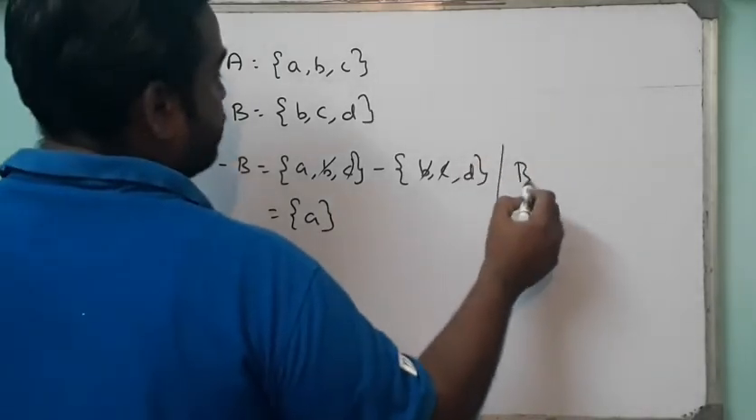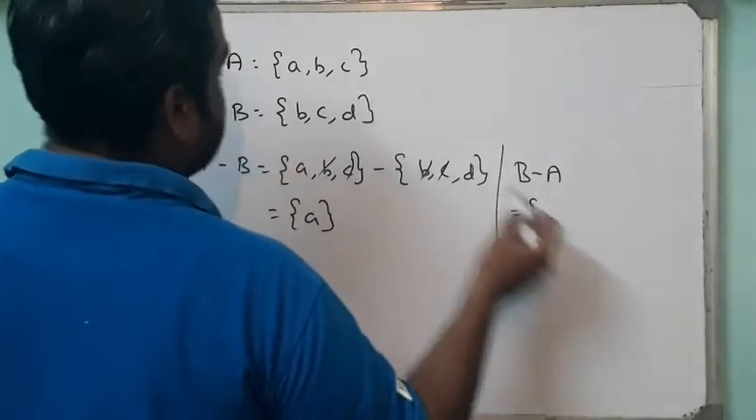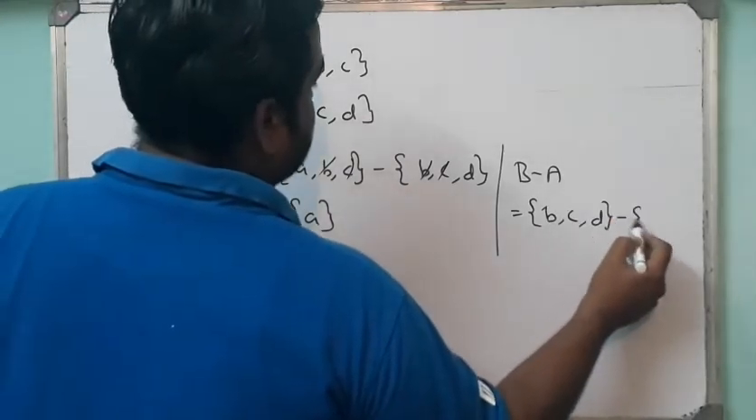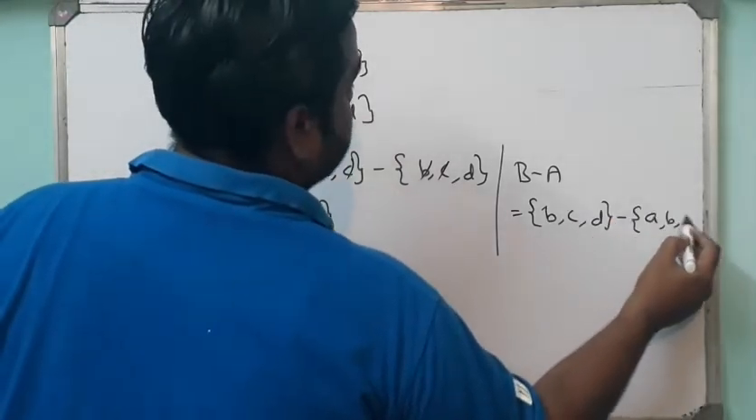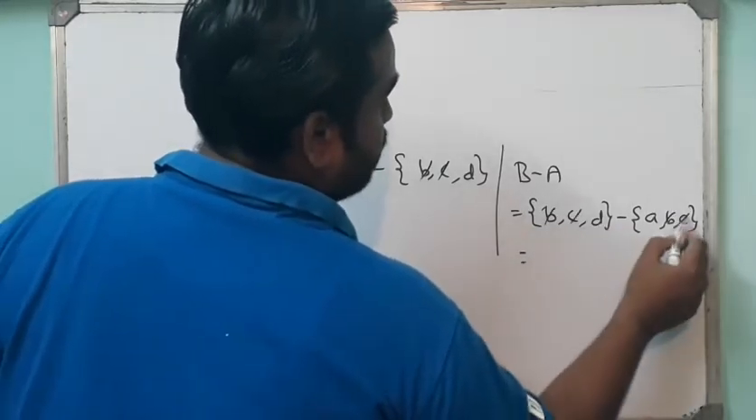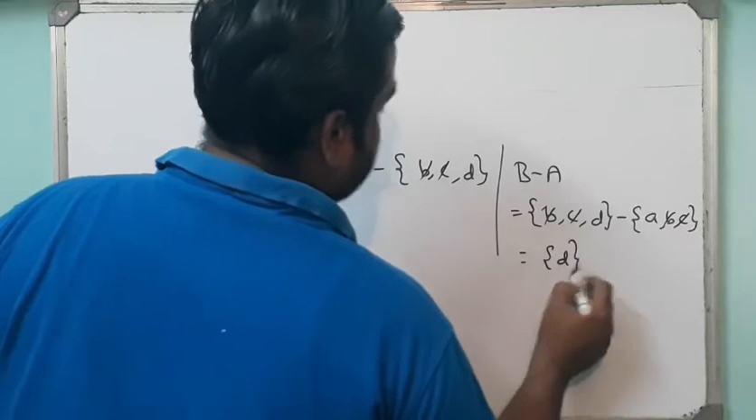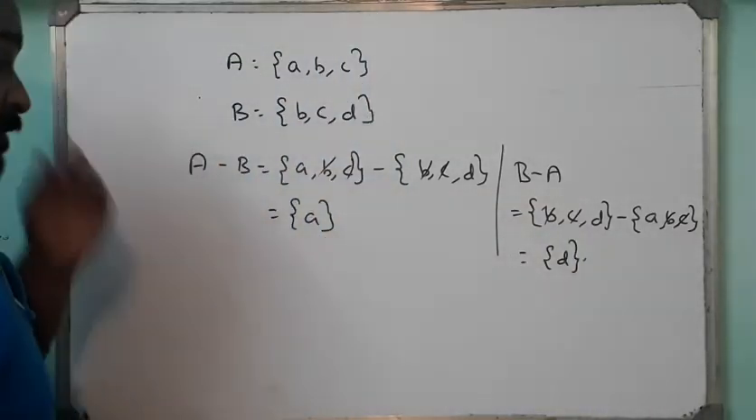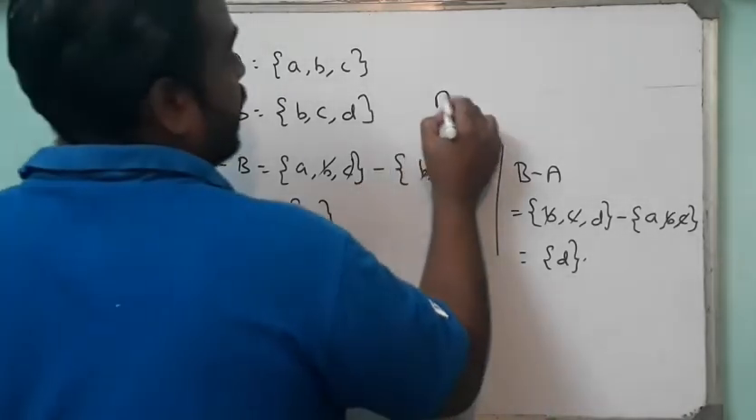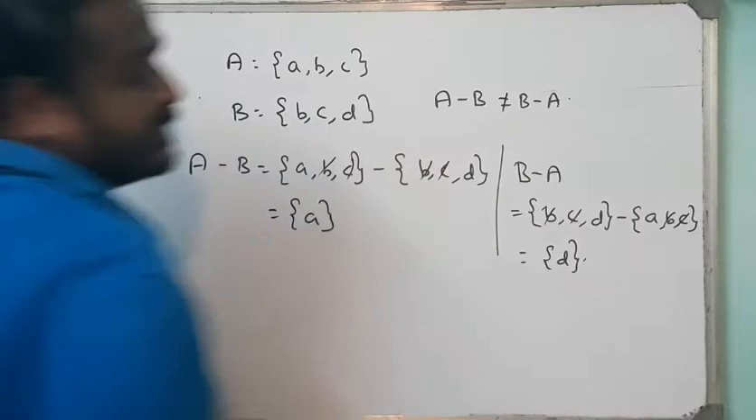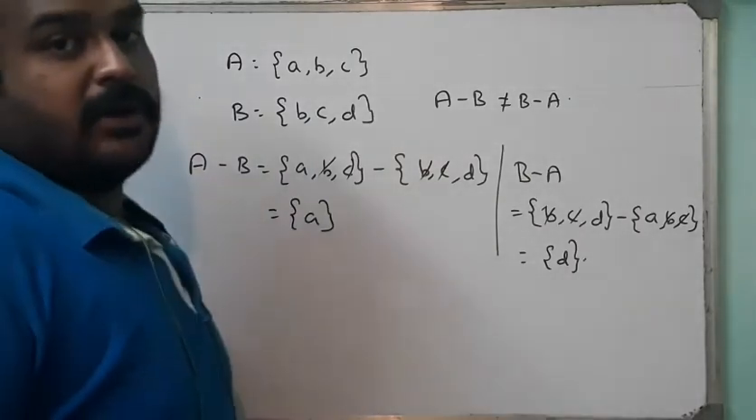And if you put B difference A, first you write which set? B set. {B, C, D} difference A set, which is {A, B, C}. Pick out the common elements. B is common and C is common, and which is left out? D is left out. Here you have got A and there you have got D. So these two are not equal. So we know that definitely A difference B is not equal to B difference A. That is, subtraction of sets is not commutative.